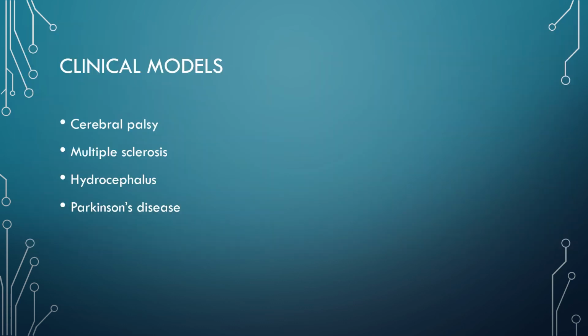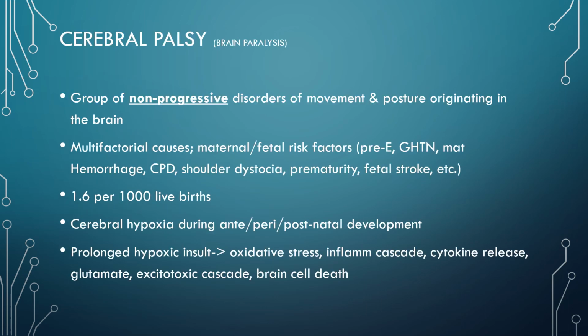Okay, shifting gears a little bit, we're going to look at a couple of specific clinical models: cerebral palsy, multiple sclerosis, and then very briefly Parkinson's disease. Cerebral palsy, the literal translation of that: cerebral or cerebrum refers to the brain, and palsy is Greek for paralysis.